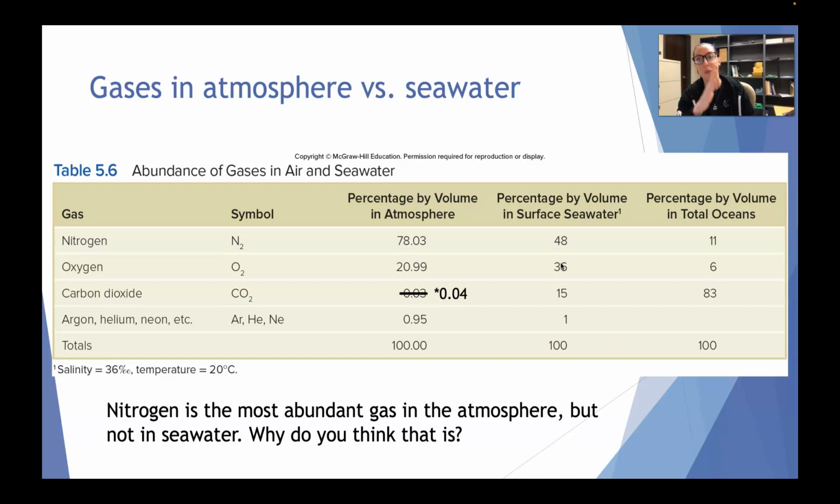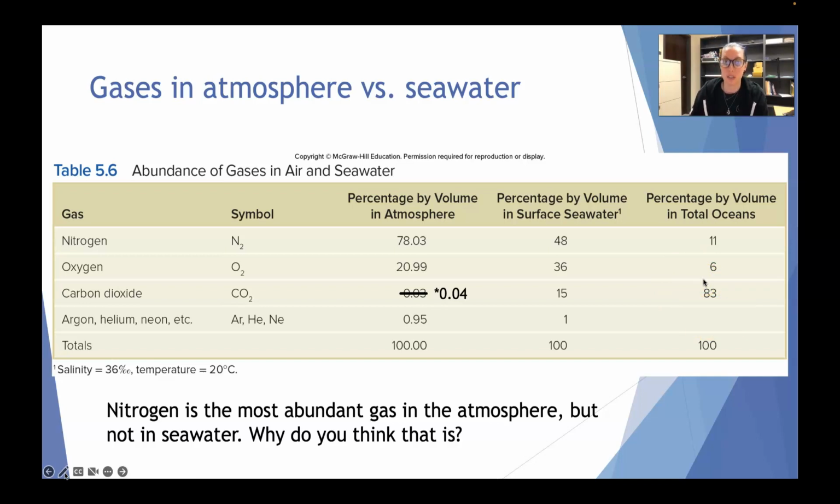But then if we were to consider the whole ocean, the total volume, see how much more nitrogen just gets used, right? So it's not really stored in the oceans. Neither is oxygen. Only 11% for nitrogen and 6% for oxygen. It's pretty wild. And then carbon dioxide is hanging out here at 83%.